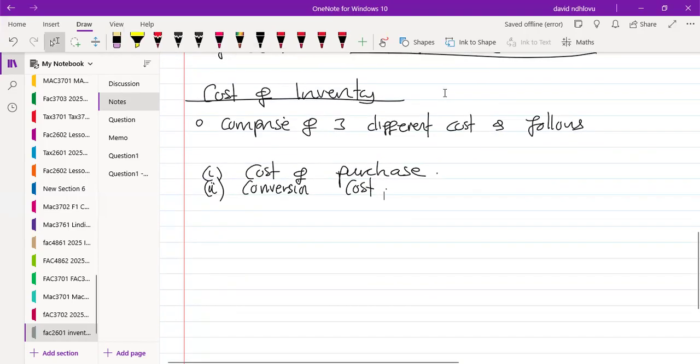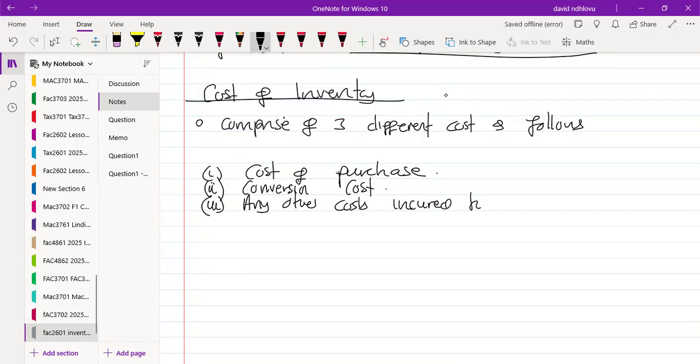Right, conversion costs are the costs incurred in the factory to convert the raw material that you purchased into finished goods. And then we also have any other costs, any other costs incurred to bring the assets to present location and condition.